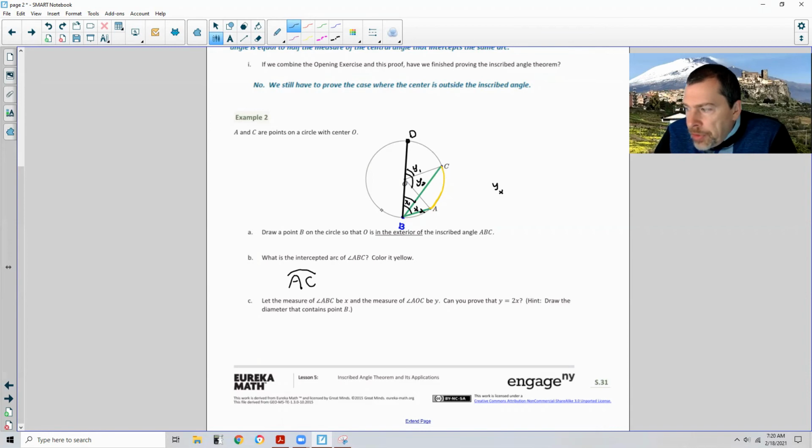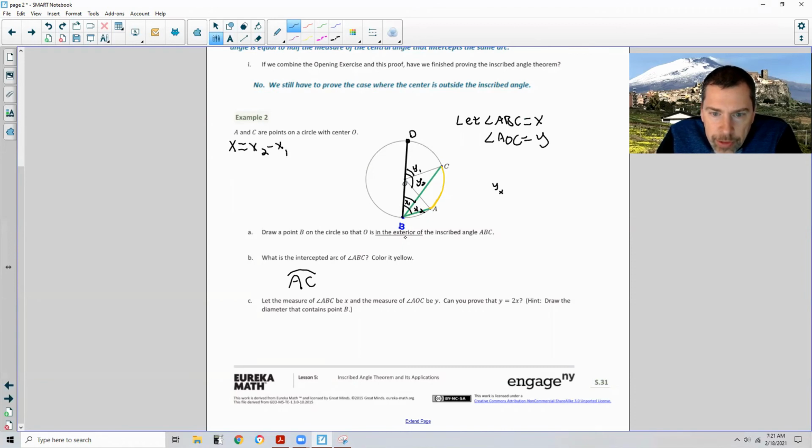Okay, x and y in terms of the measures. In this case, x is going to equal this whole thing. So x is my ABC, by the way. So we're going to let angle ABC equal x, we already did, and angle AOC equal y. So if ABC is x, then how do I get x? Well, I take the whole thing, which is x sub 2, minus x sub 1. And if AOC is this portion here, then it's all of this minus that. So y is going to equal y sub 2 minus y sub 1.